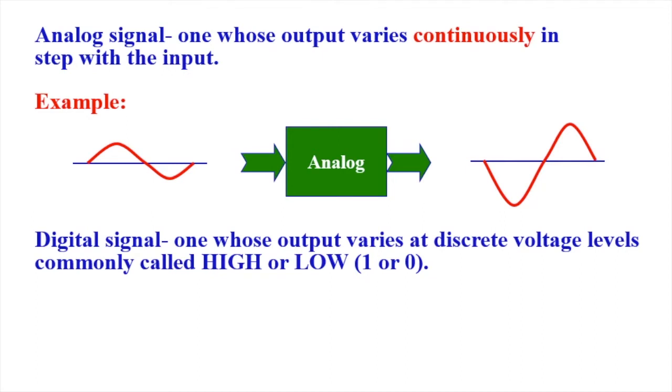A digital signal is one whose output varies between two voltage levels. We call them high, low, 1 or 0. It could be 5 volts, it could be 0 volts, it could be 0 for the high and -5 for the low. Some older Volkswagens had a negative 12 volt ground, and 0 volts was your positive signal.